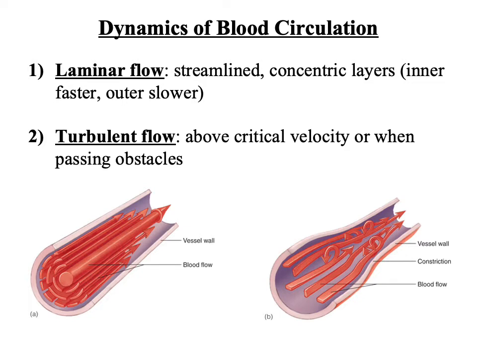Turbulent flow happens, like in this case where there's a constriction, when there is maybe an obstacle physically in the way that's blocking blood flow or at least slowing it down, or sometimes when the blood starts flowing so fast, above a critical velocity, it starts to lose control and we get turbulent blood flow as well. So we'll get into the implications of this in a little bit.